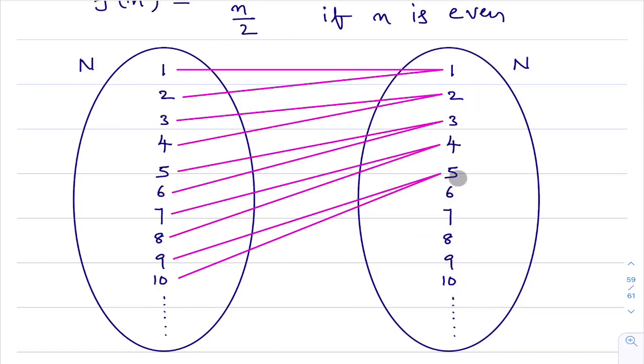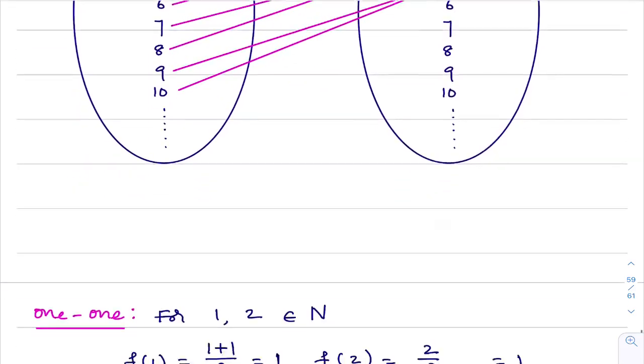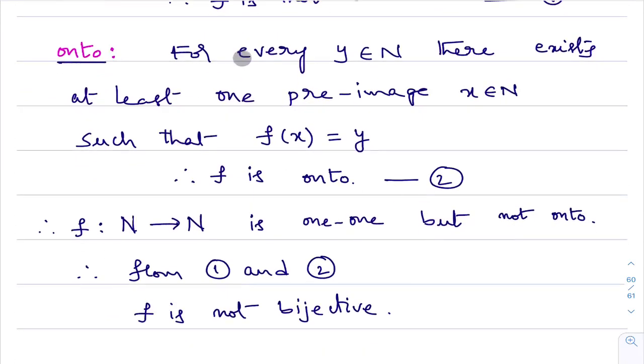Simply you can write like this. From the figure, we can easily understand that for every element in the codomain set, there exists at least one pre-image in the domain set. Therefore, the function is an onto function. Or else, you write the definition like this. For every y belongs to N, there exists at least one pre-image x belongs to N such that f of x equal to y. This is nothing but the definition of an onto function, but here I used N because the domain is natural numbers and the codomain is natural numbers. This is codomain N, this is domain N. So therefore f is onto.